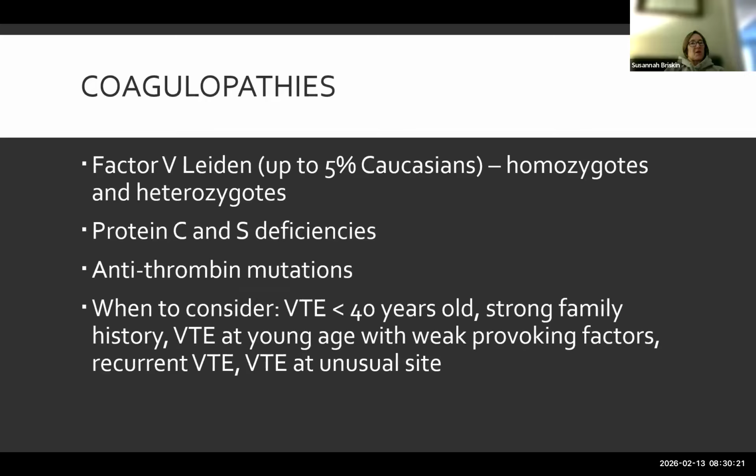Coagulopathies are something to think about in the sports world. Probably the most common thing we see is people who are factor V Leiden. You can be homozygous or heterozygous, and you can have protein C and S deficiencies or antithrombin mutations. So you really want to think about this if you're having anybody who's coming in and you're like, geez, do they have a blood clot?